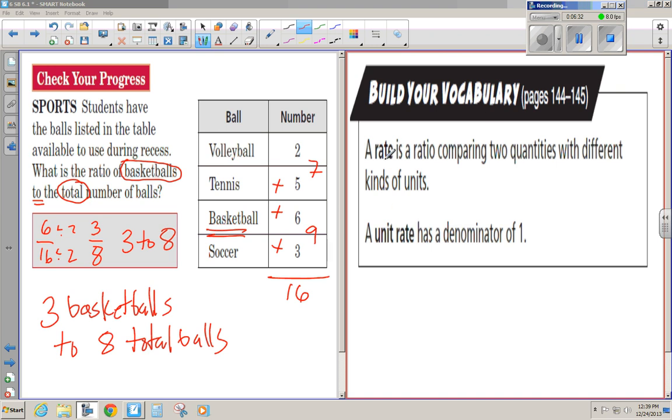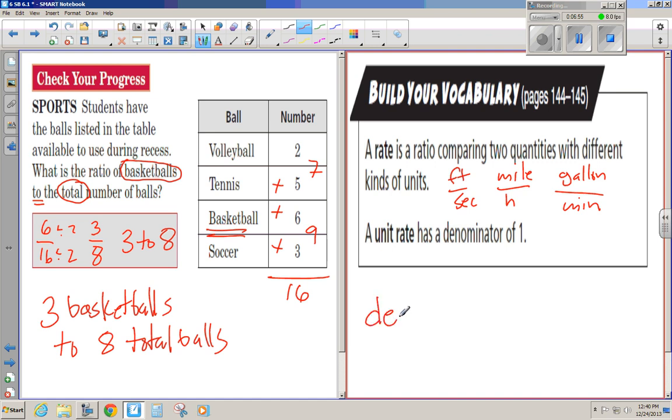All right, another vocabulary word. A rate is a ratio comparing two quantities with different kinds of units. So what that means is you would have feet per second, miles per hour, gallons per minute. And I want to tell you also that the denominator is usually time. All right. And the unit rate has a denominator of 1.